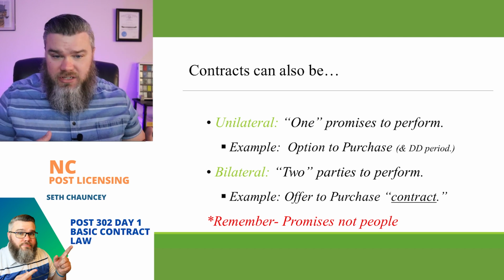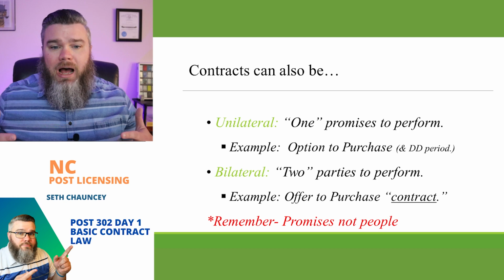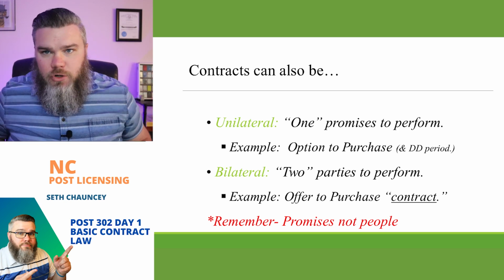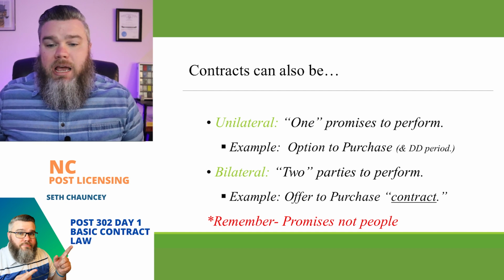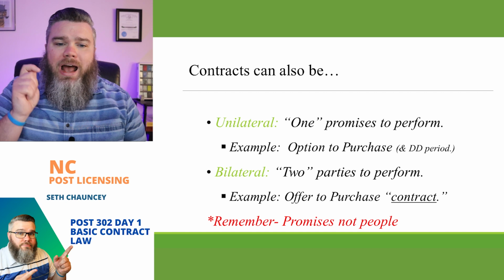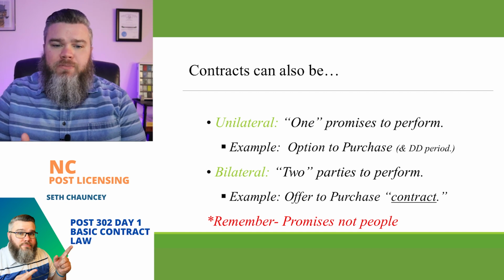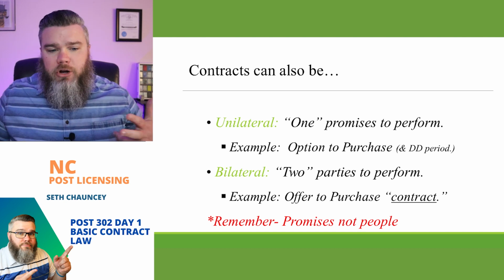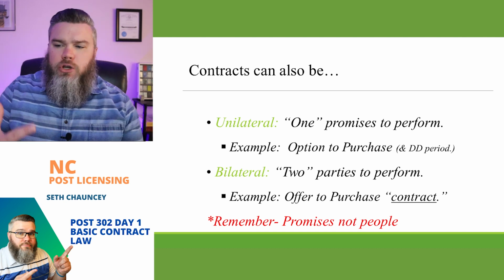So it's unilateral during due diligence. The seller has promised to sell, but the buyer hasn't promised to buy. They said, let me do my research. After due diligence, now we've moved into bilateral. In that same example with the option to purchase, if I told Jaleesa, hey, Jaleesa, I've decided to buy, if you exercise your option to purchase, it upgrades to a bilateral agreement. But while you're in your option period or your due diligence period, it's unilateral.